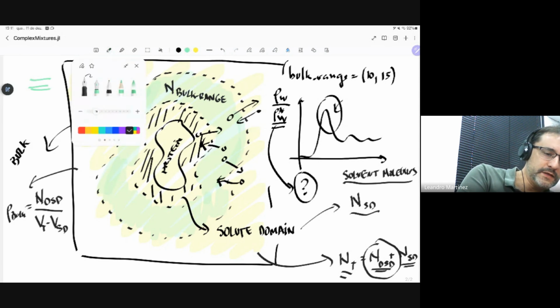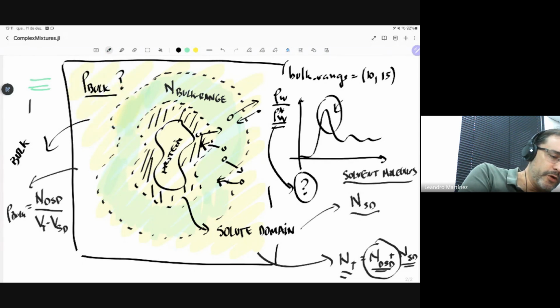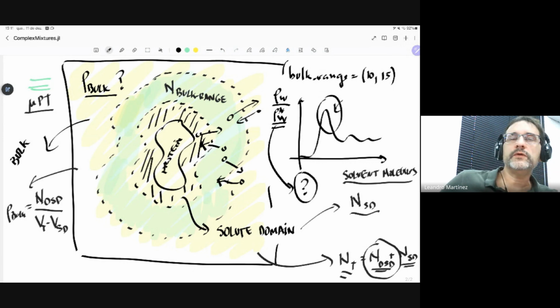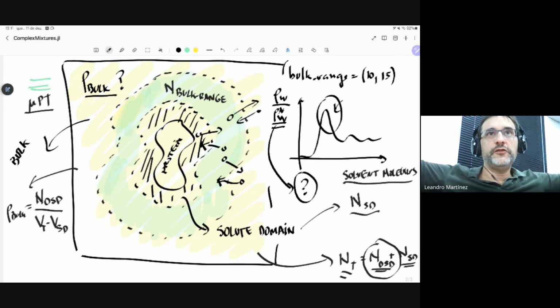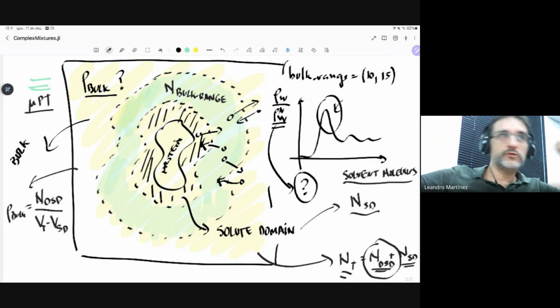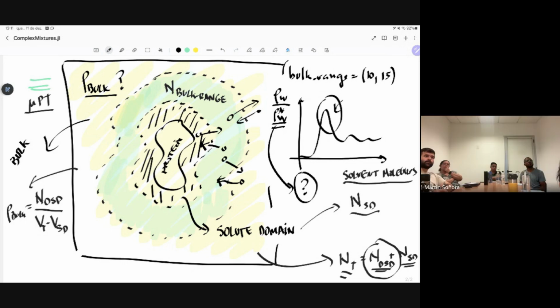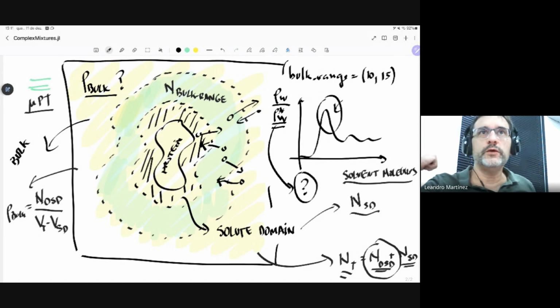It is as if this was a simulation performed in the grand canonical ensemble. This is an open system which has a bath of solvent molecules feeding and interchanging molecules with this open subsystem of our system.